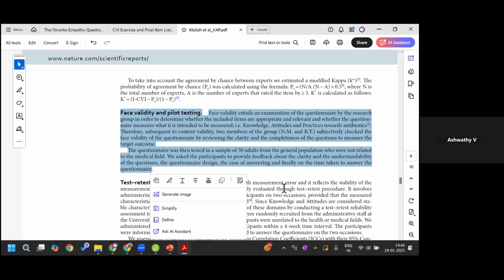Therefore, subsequent to content validity, 2 members of the group, NM and BT, subjectively check the face validity of the questionnaire by reviewing the clarity and the completeness of the questions to measure the target outcome. The questionnaire was then tested in a sample of 30 adults from the general population who were not related to the medical field. We asked the participants to provide feedback about the clarity and the understandability of the questions, the questionnaire design, the ease of answering, and finally on the time taken to answer the questionnaire.